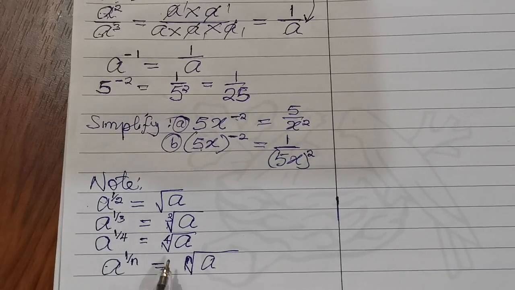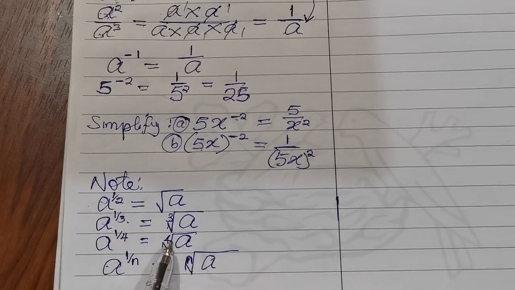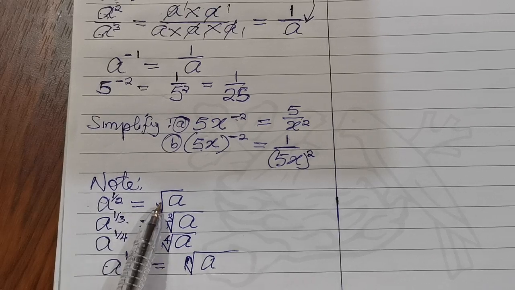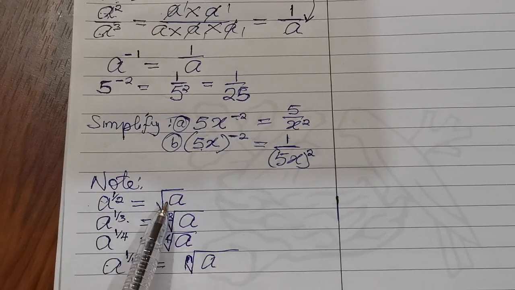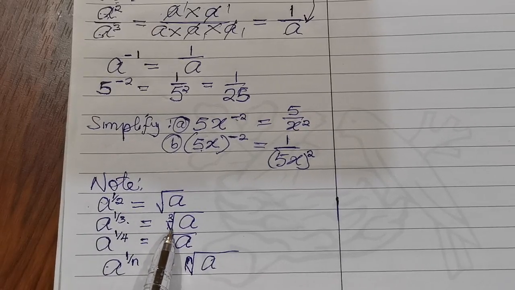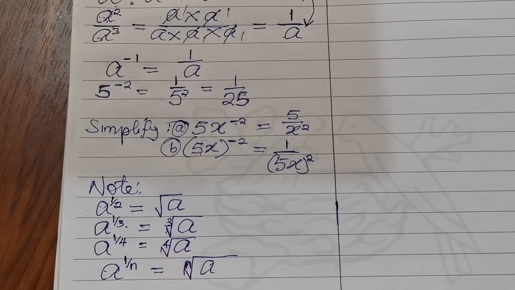You can see that in all these ones I'm putting a 3, 4, but here I don't have to put 2 because 2 already is a square. So 2 just means a square root. When it's greater than 2, we now indicate it.